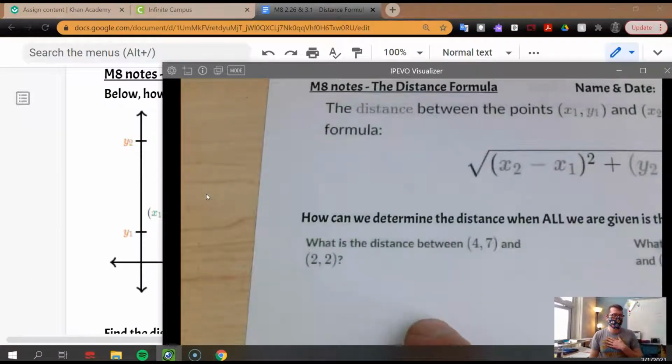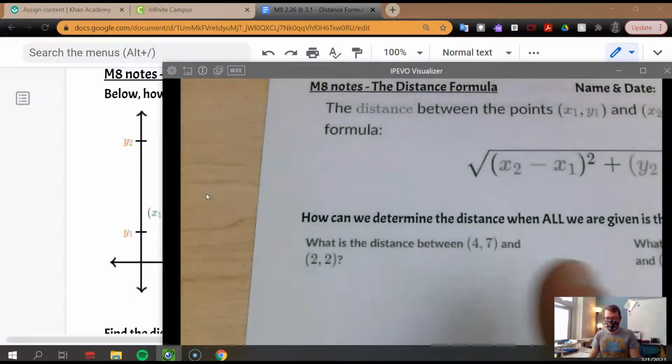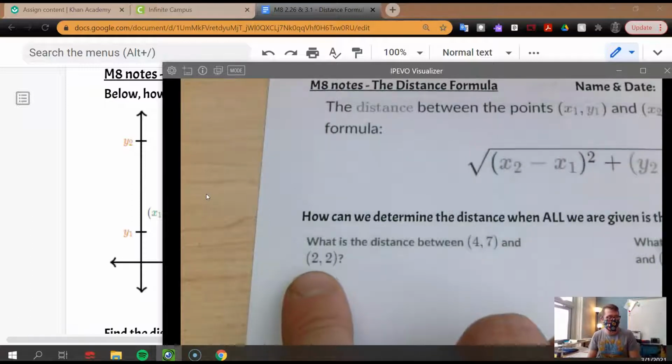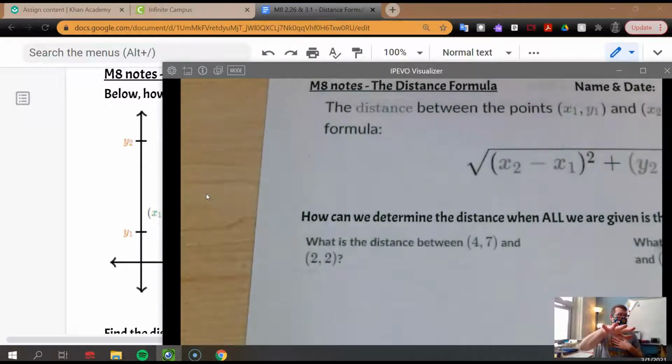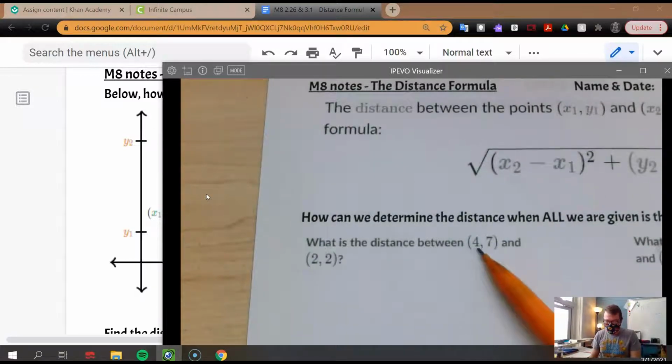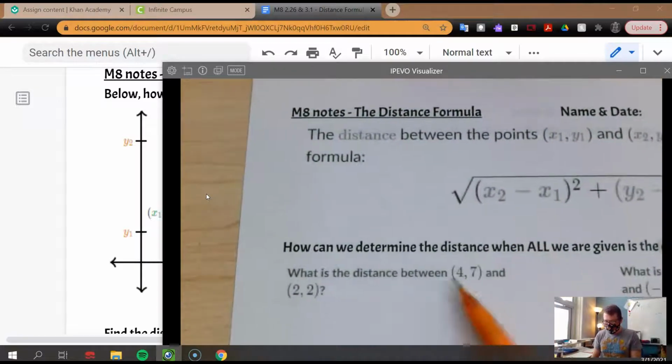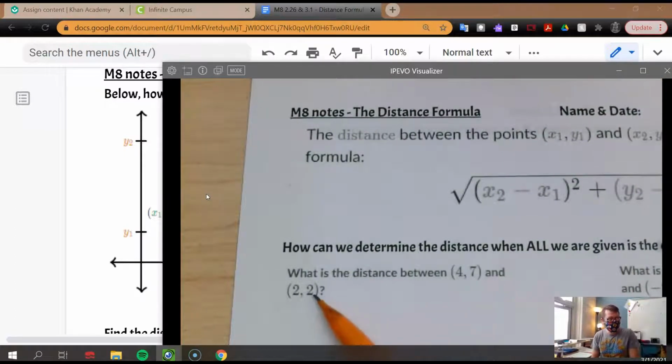Now, here's the problem with me just being straight up honest with you guys versus another math teacher will say, this is x1, y1, and this is x2, y2. But I want you guys to know the truth. It doesn't matter as long as you keep the order the same. So if I do 4 minus 2, I have to then do 7 minus 2. The issue will come in if I do 4 minus 2 and then do 2 minus 7, right? And I accidentally swap around the order. That'll then be wrong.